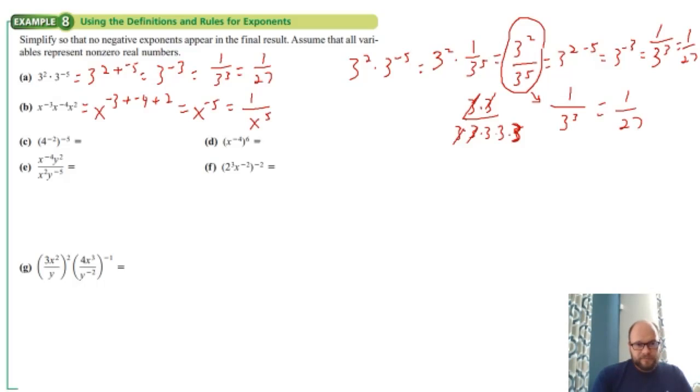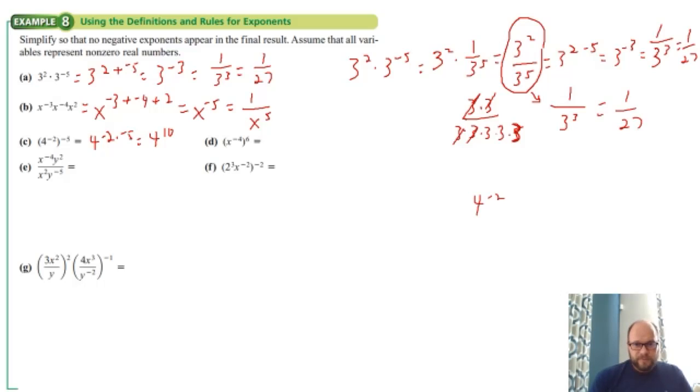On C, you have a set of parentheses with another exponent on the outside. So again, the exponents get multiplied. So we have 4 to the -2 times -5 becomes 4 to the +10. Now, could we have gotten that other ways? Yes. In fact, I'm going to go ahead and show some work over here off to the side.